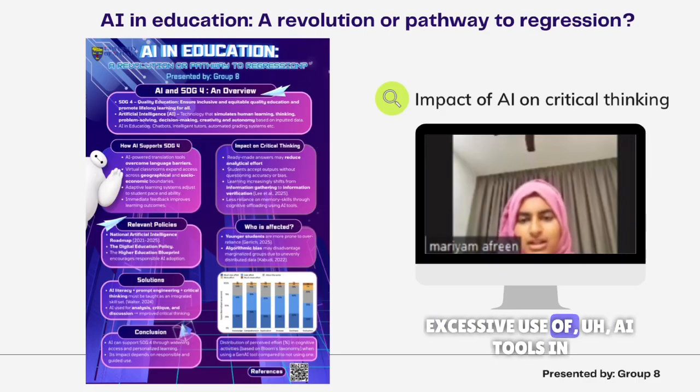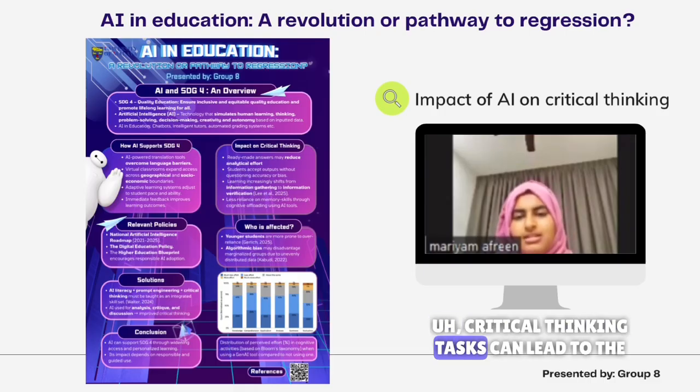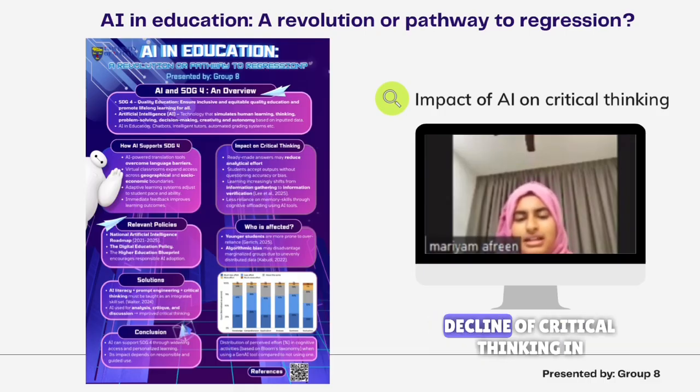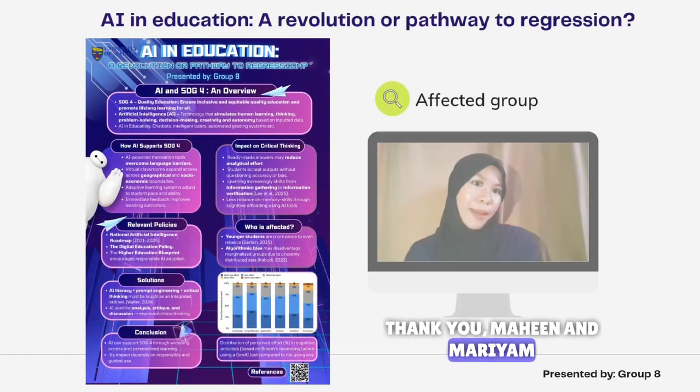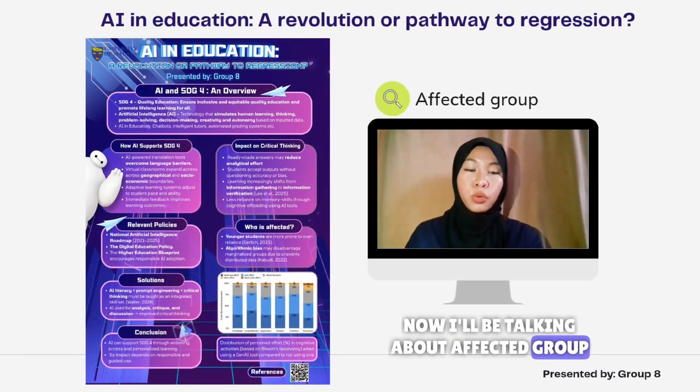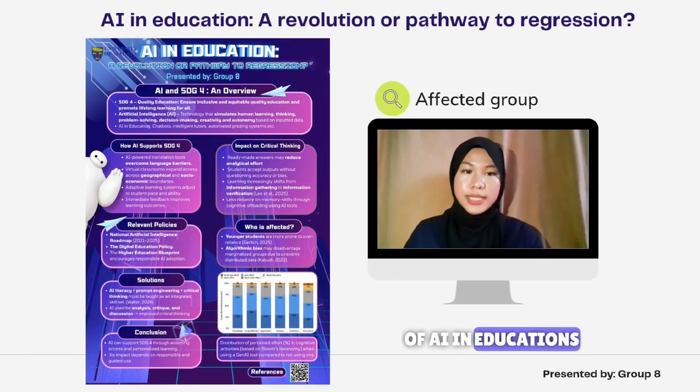And so we can conclude using this data that excessive use of AI tools in critical thinking tasks can lead to the decline of critical thinking in our day-to-day lives, and that can impact us negatively. Thank you, Mahin and Mariam. Now I'll be talking about affected groups of AI in education.